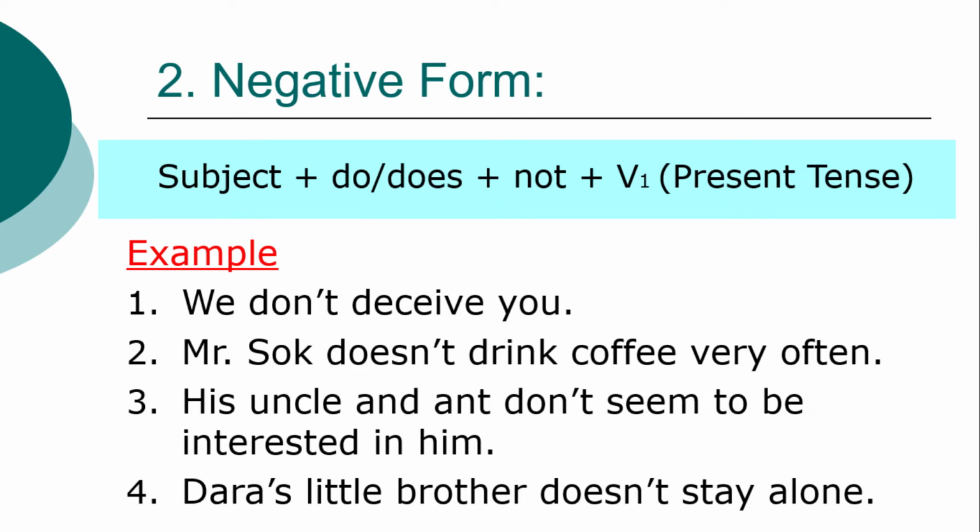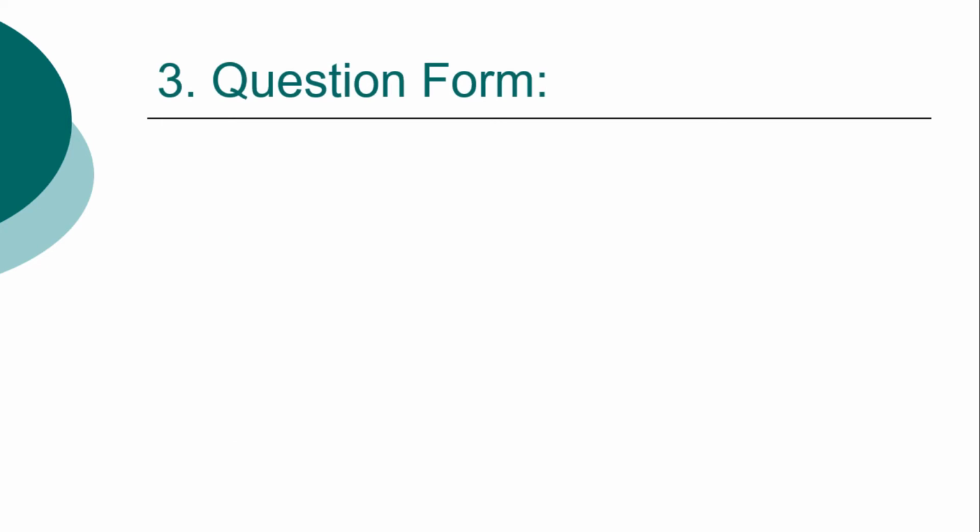Example number 4. Dara's little brother doesn't stay alone. Dara's little brother is the subject, doesn't is does plus not, and stay is the verb 1. Let's go to the third point.